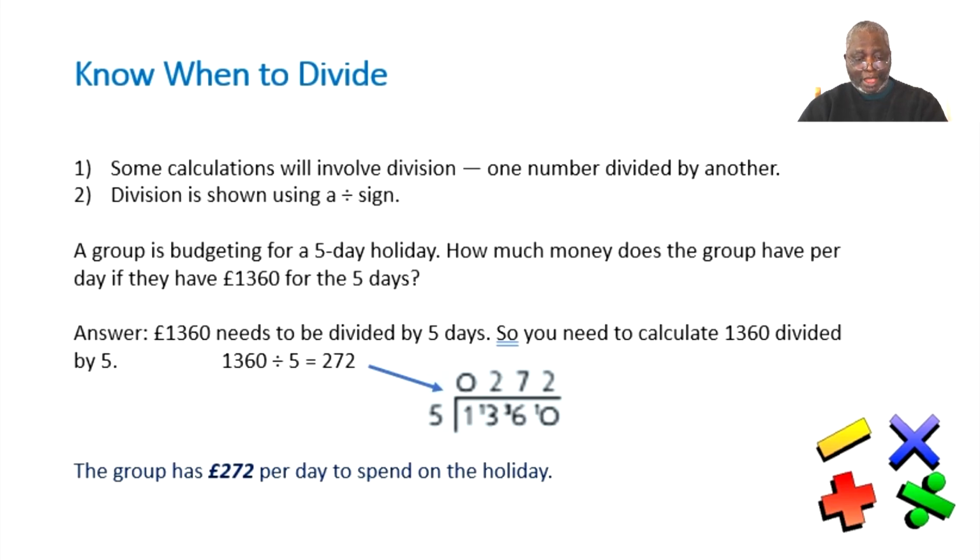That 3 is actually 30 and is added to the 6, which makes it 36. 36 divided by 5 is 7, but 7 times 5 is 35, and you have 36 there. So there's going to be a remainder of 1, which you take to the tens column, and that 0 becomes 10. And 10 divided by 5 is 2. So your answer: the group has £272 per day to spend on the holiday.